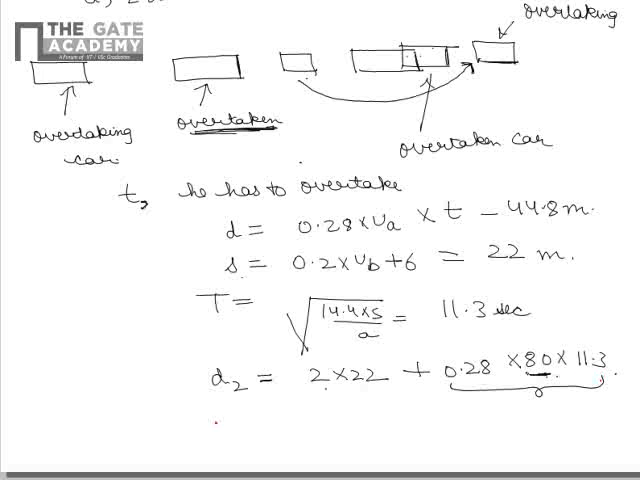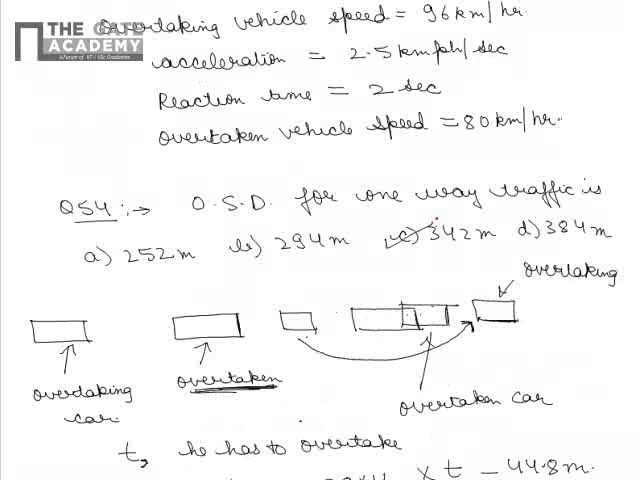So this total distance can be given as d1 plus d2, which comes out to be 297 plus 44, which is approximately equal to 342 meters. So C is the correct option.